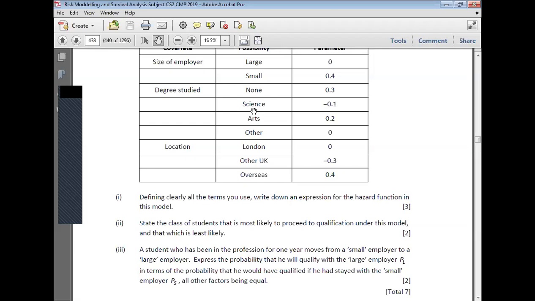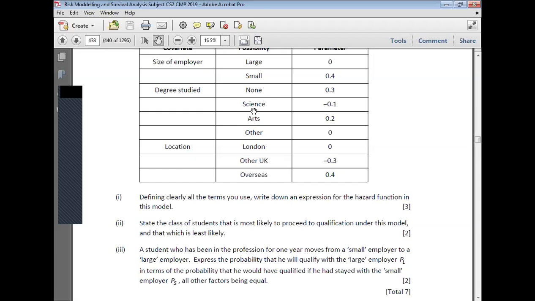Yes, ma'am. So basically, we have to express the probability PL in terms of probability PS. So PL is the probability that we will qualify with a large employer, and PS is the probability that we would have qualified if we had stayed in the small employer.